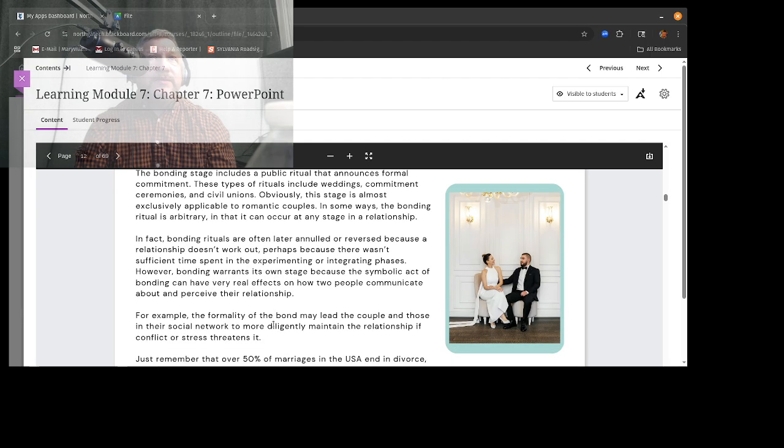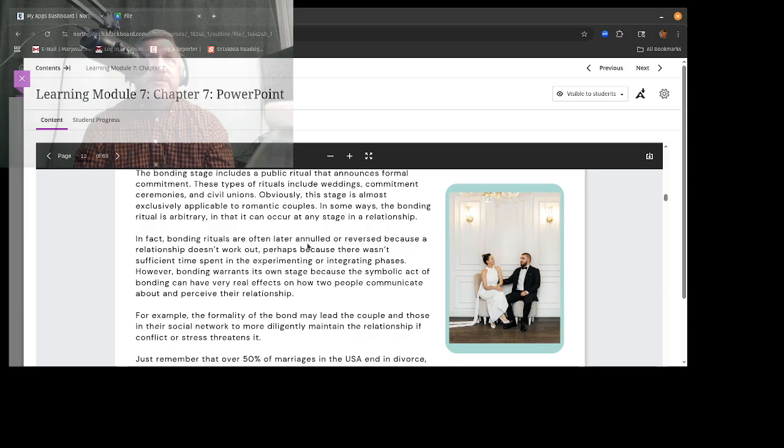Now, bonding is a formal stage. It's a public ritual is what we call it, right? You would think of it as a wedding, right? Commitment ceremony, maybe a civil union. This stage is exclusively applicable to romantic couples. Bonding is arbitrary and can occur at any stage of a relationship, but let's be fair, we need to move through the stages to make sure it'll work.